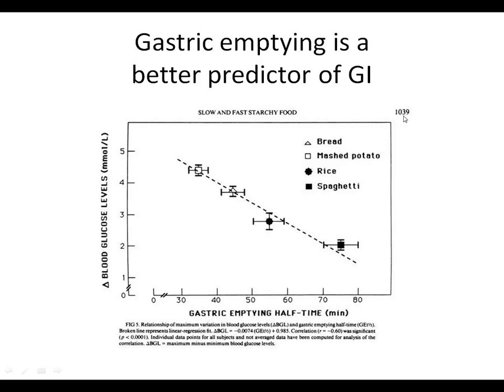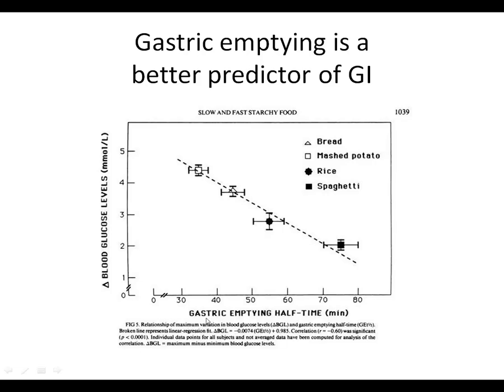So one thing that you can use now that the simple carbs, complex carbs dichotomy has been thrown out is gastric emptying. The rate at which a food is released from your stomach is a better predictor of whether or not a food has a low or high glycemic index than is its content or the number of bonds in between the monosaccharides.